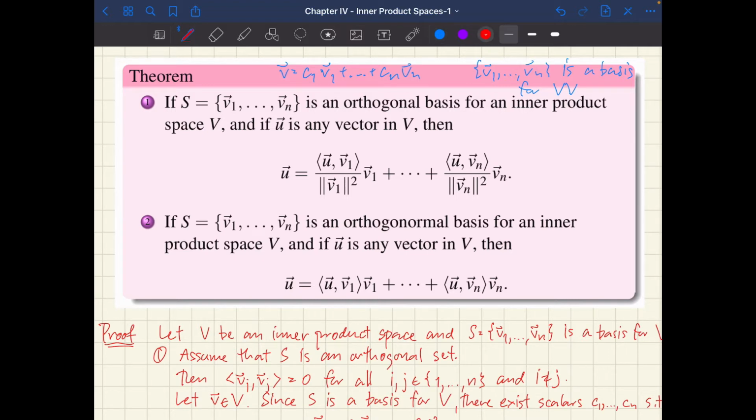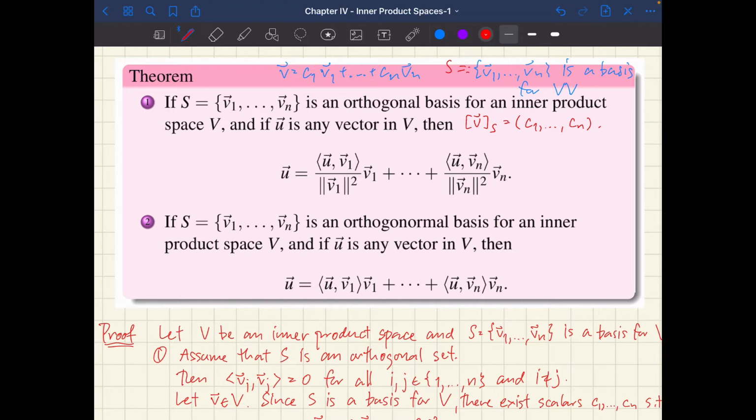So we can define the coordinate vector of v. Can you remember the coordinate of v with respect to this basis? Let this basis be S. The coordinate vector of v with respect to the basis S is the n-tuple of the coefficients. So this is the knowledge from chapter 2.